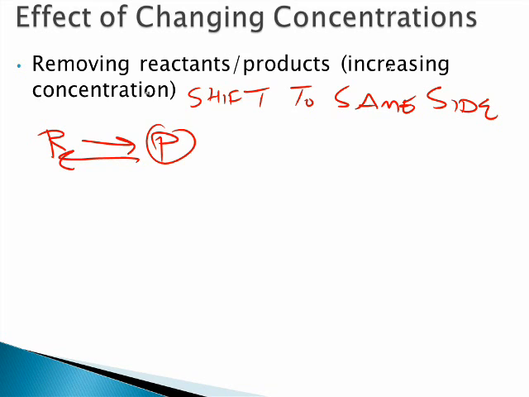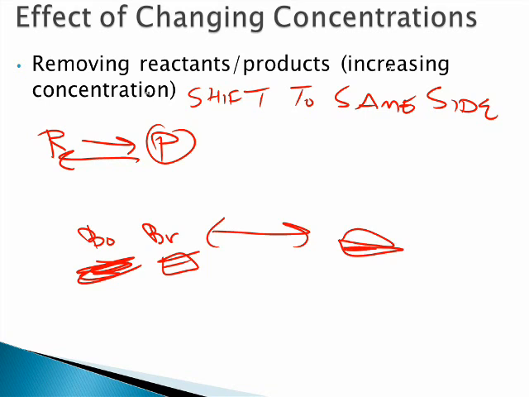In the sandwich analogy, let's say we have bologna and bread again. We have our sandwich here. If we remove the product, someone comes in, sees white bread, bologna, tasty, the shift will be to the product. More product needs to be made to replace it. So we'll start making more bologna sandwiches.